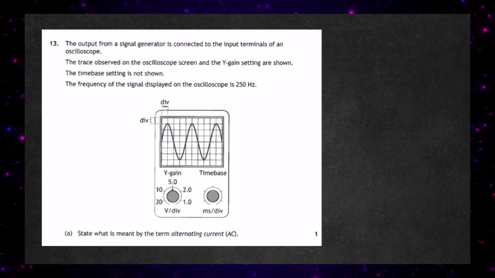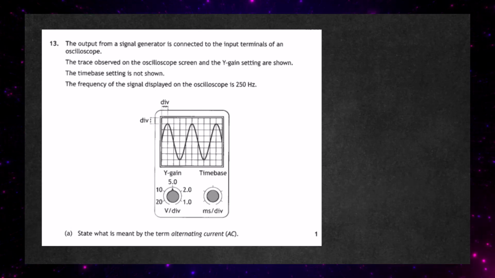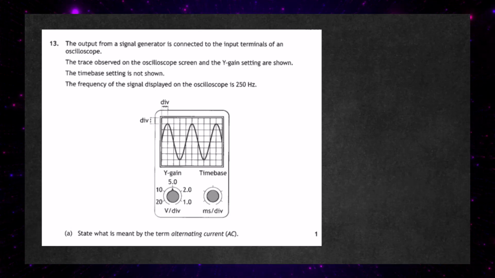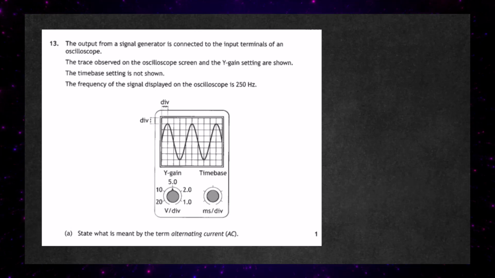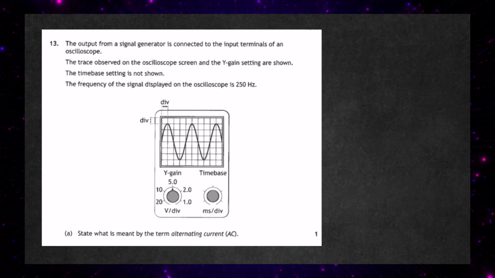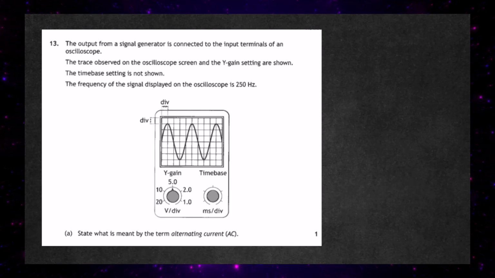The frequency of the signal displayed on the oscilloscope is 250 Hz. You can see the diagram there, the sketch of the oscilloscope. Now, for 1 mark, it says state what is meant by the term alternating current, AC. Alternating current really means that the current is going one way in a circuit and then the other way continuously. And that's because it's manufactured that way.